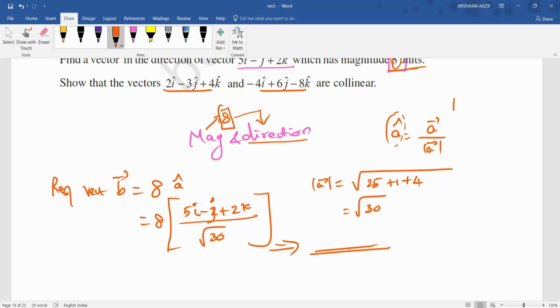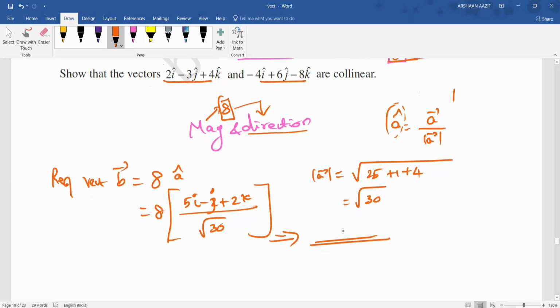So when two vectors are parallel, they'll have the same direction. The only thing is they may have a different magnitude, but the direction will be the same. Then only they are called collinear vectors. So our objective here is to prove it as a parallel vector. So the first vector is 2i minus 3j plus 4k. The second vector is minus 4i plus 6j minus 8k.